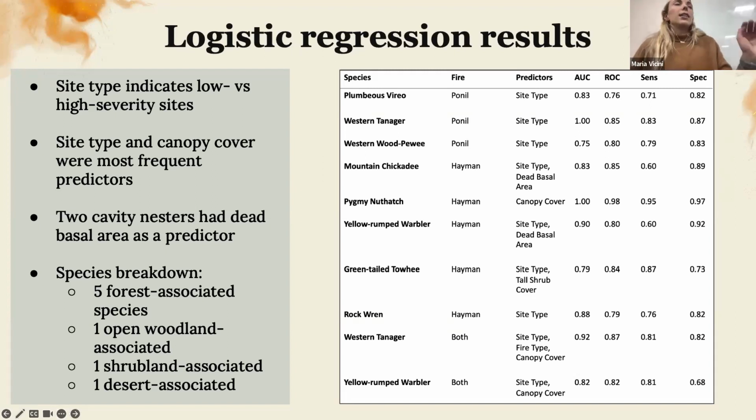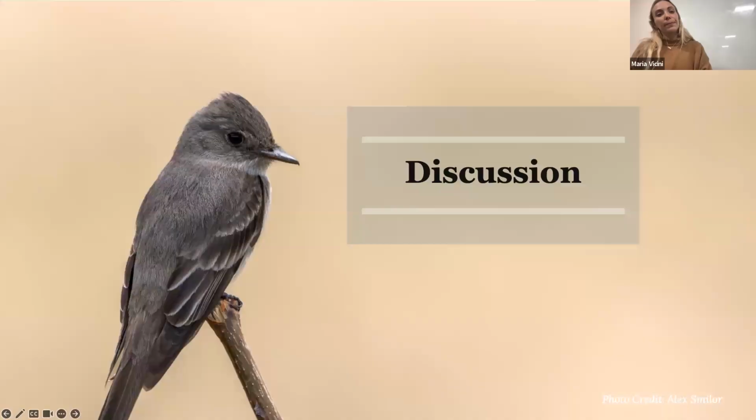Site type indicated low versus high severity, and site type and canopy cover were the most frequently included predictors that had the best performing models. So overall, there were 5 forest-associated species, 1 open woodland-associated species, 1 shrubland species, and 1 desert species with high-performing models. Interestingly here, this is where we see dead basal area having that relationship with cavity nesters. 2 cavity nesters did have dead basal area as a predictor and preferred higher dead basal area.